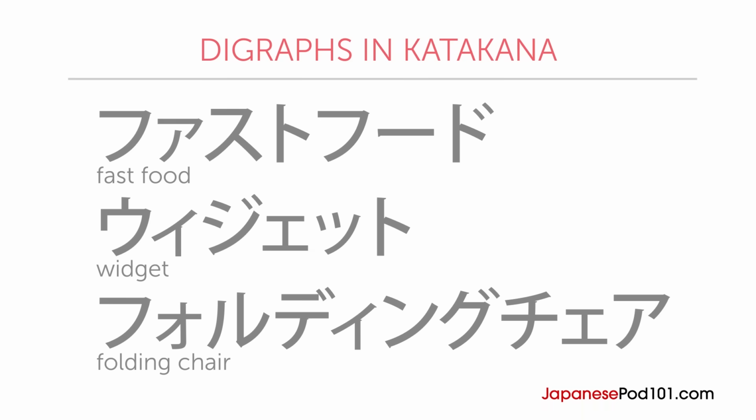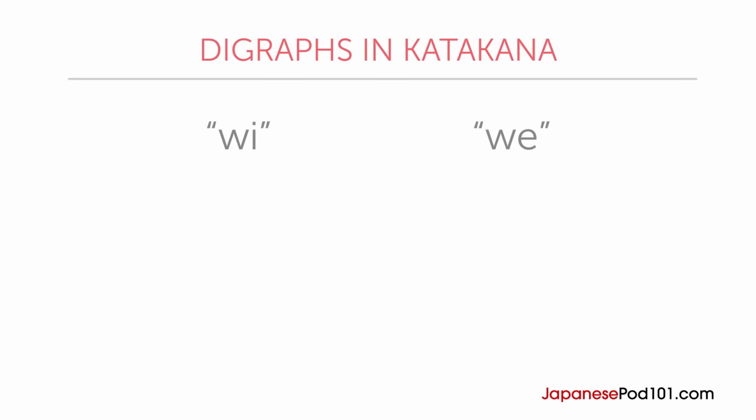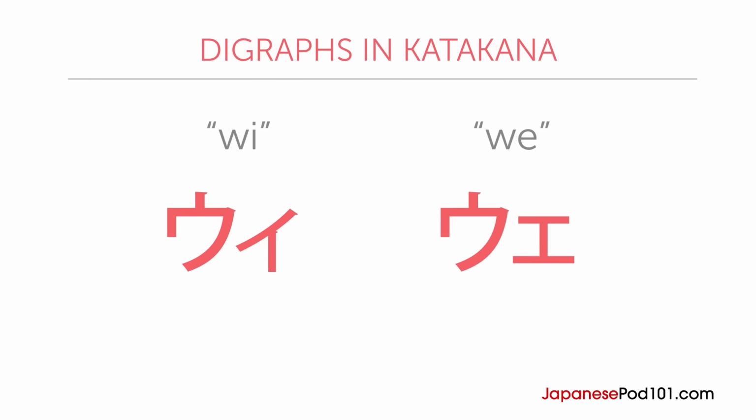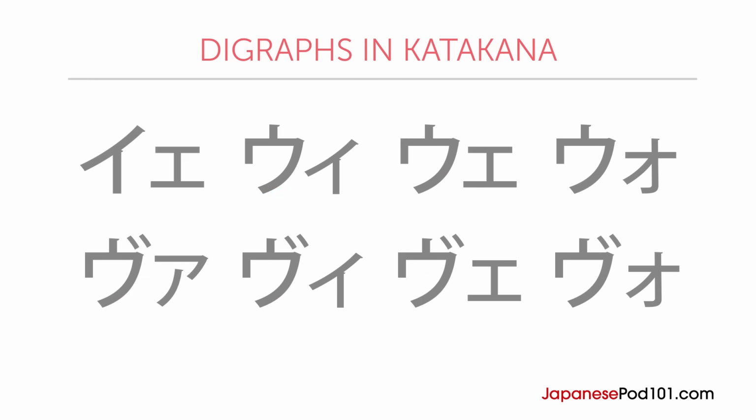In order to accommodate more sounds available from foreign words, katakana uses the small versions of the vowel characters to make digraphs outside of those used in Japanese. For example, since Japanese doesn't have a character for a wi or we sound, the katakana u paired with a small i or e is used to denote those sounds. Wi, we. Because they are digraphs though, they would still be pronounced for the same duration as all the other syllables. Here are the digraphs you can form using the katakana vowels alone.